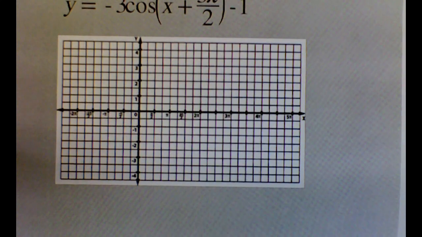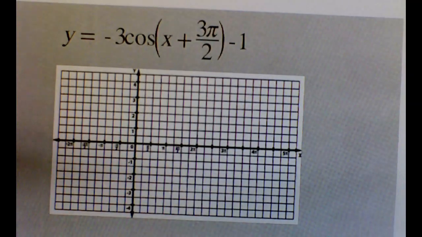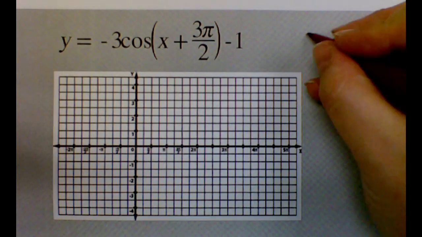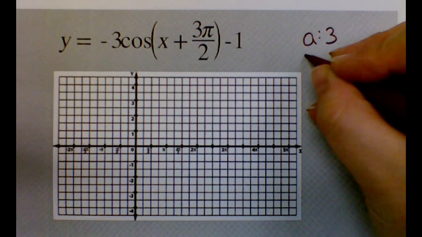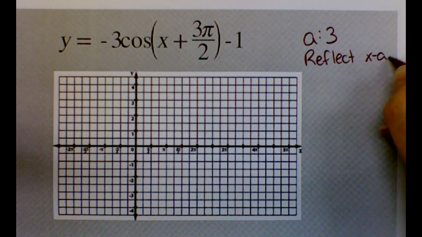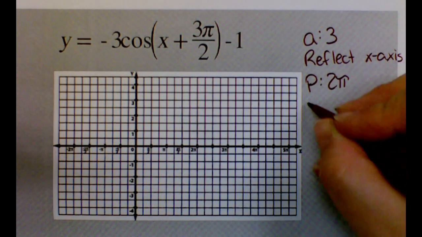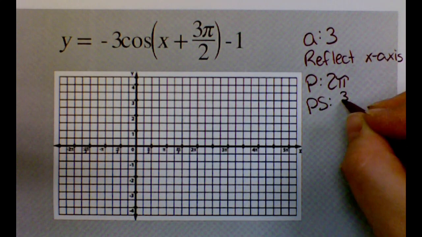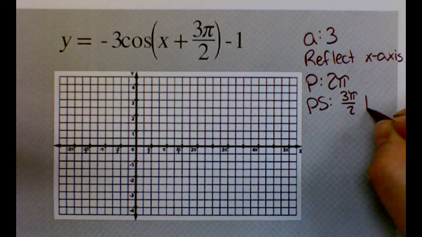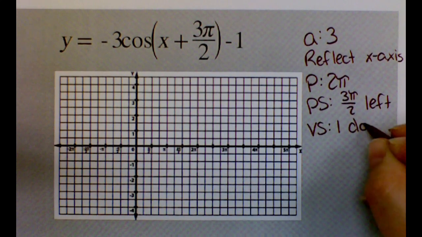All right, only 2 left. There we go. So our first task is to identify the features. So the amplitude here is 3. There's a reflection over the x-axis. Our period is just 2 pi. The phase shift is 3 pi over 2 to the left. And the vertical shift is 1 down.